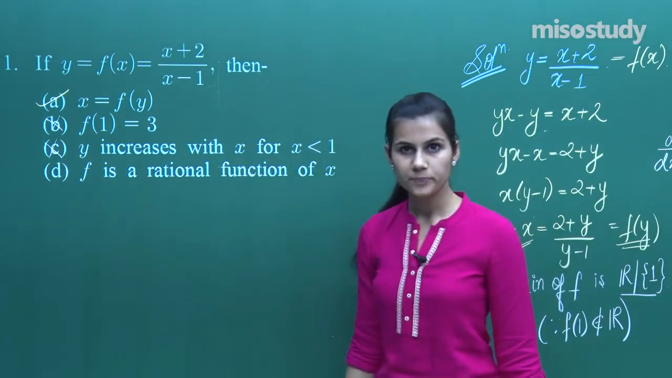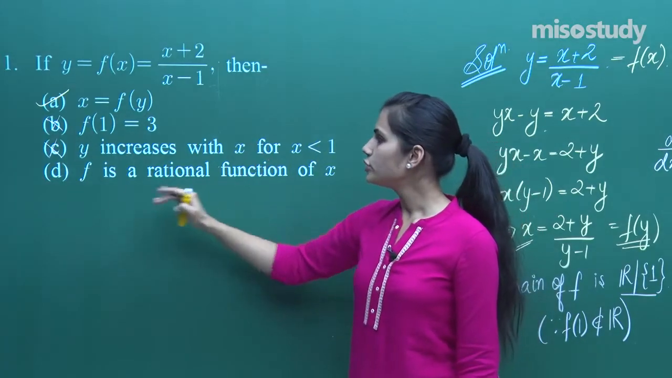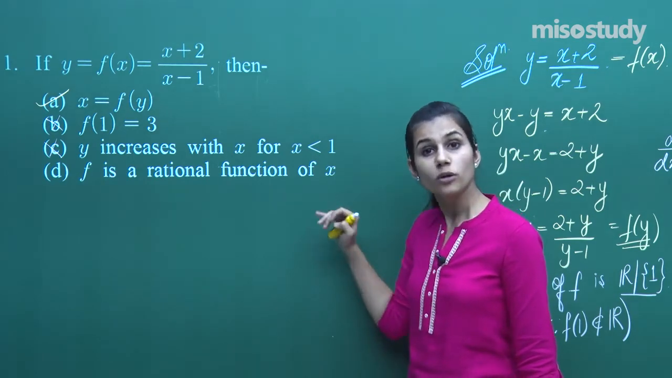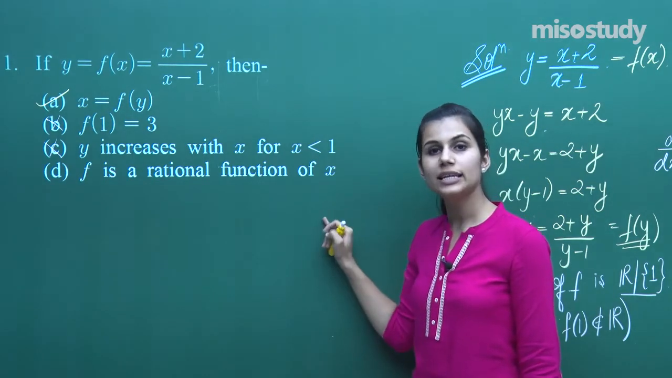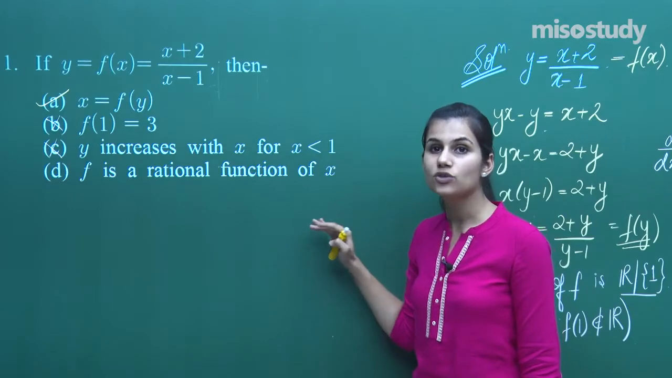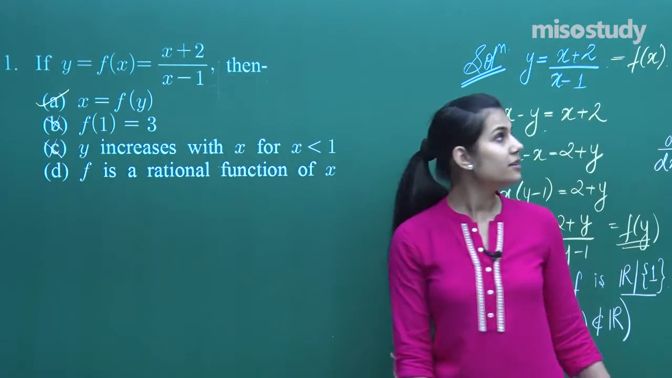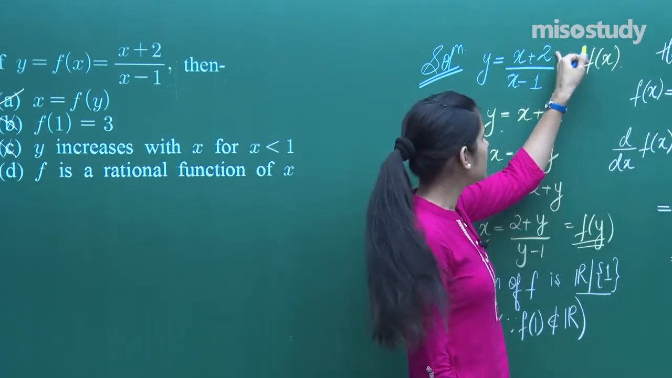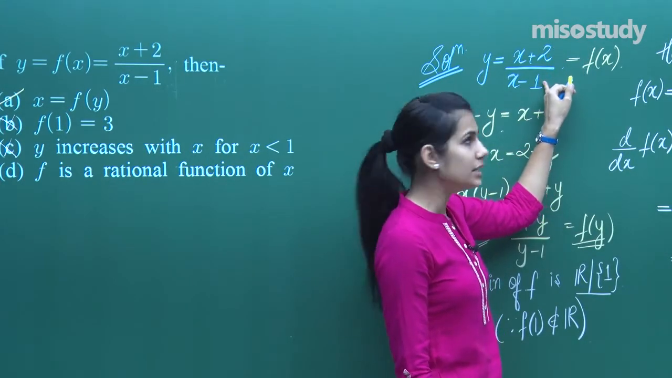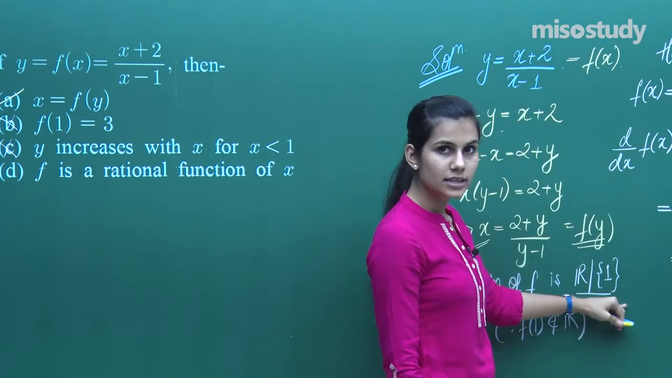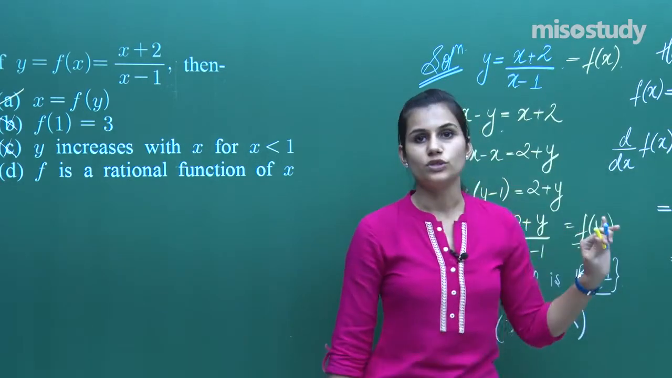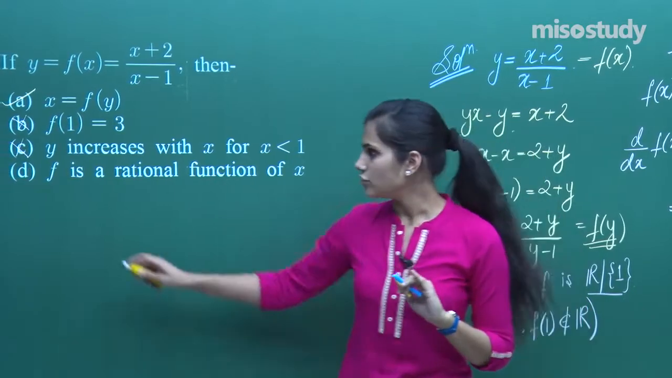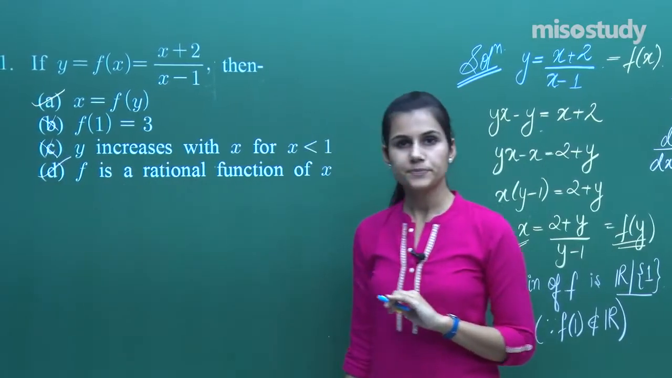If I talk about the fourth option, which is f is a rational function of x. Rational function means it's of the form gx upon hx, where gx and hx are polynomials and hx is not equal to 0 identically. Here you can see that fx equals gx upon hx, where gx is a polynomial, hx is a polynomial, and because of the domain, hx is not equal to 0. Fine. Therefore, yes, f is a rational function.